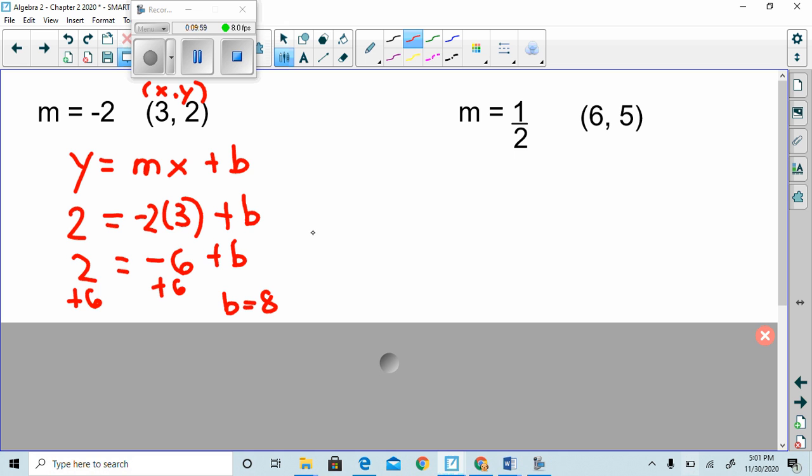My equation will be y is equal to the slope. So then I put back the x and the y to get the form that I'm looking for.